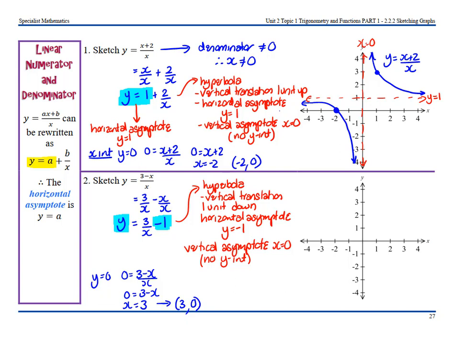Let's put our asymptotes on. So we have y equals -1. X equals 0. Point 3, 0.